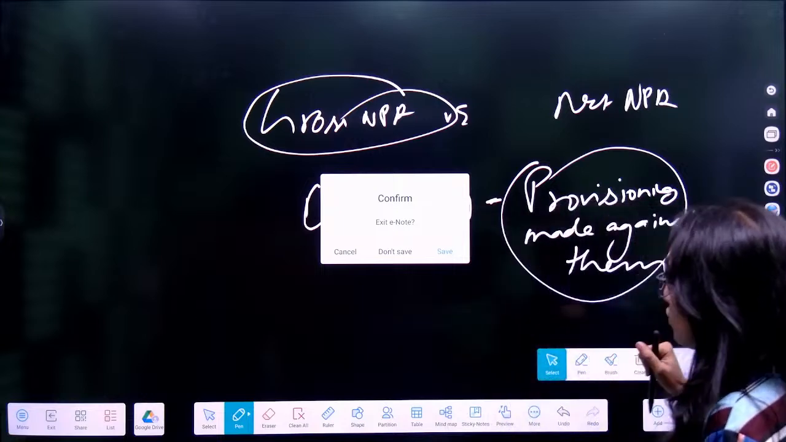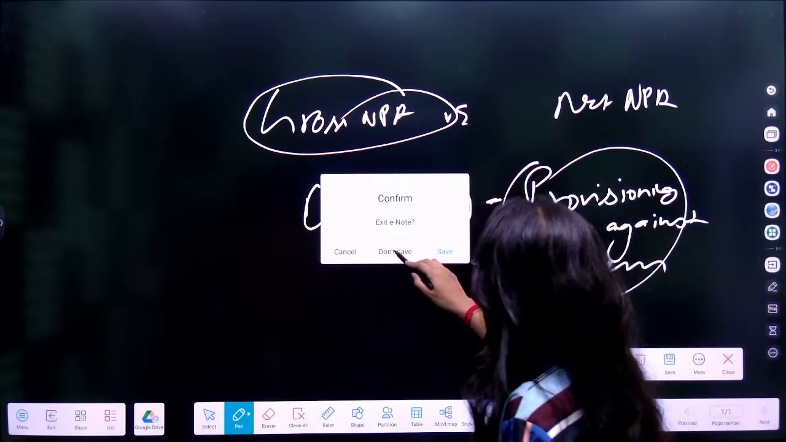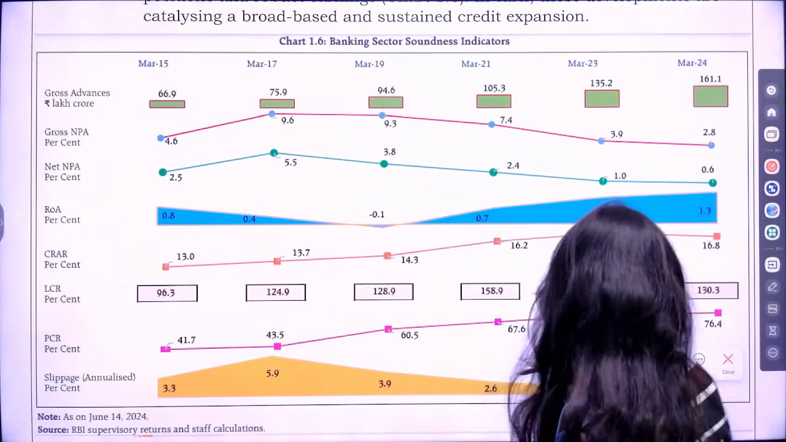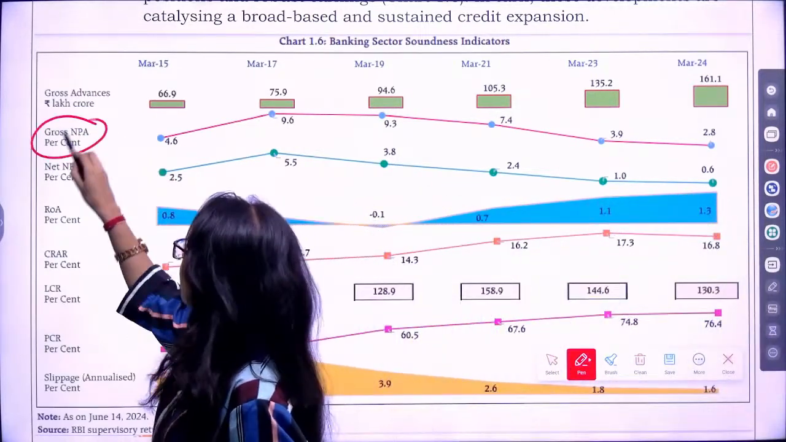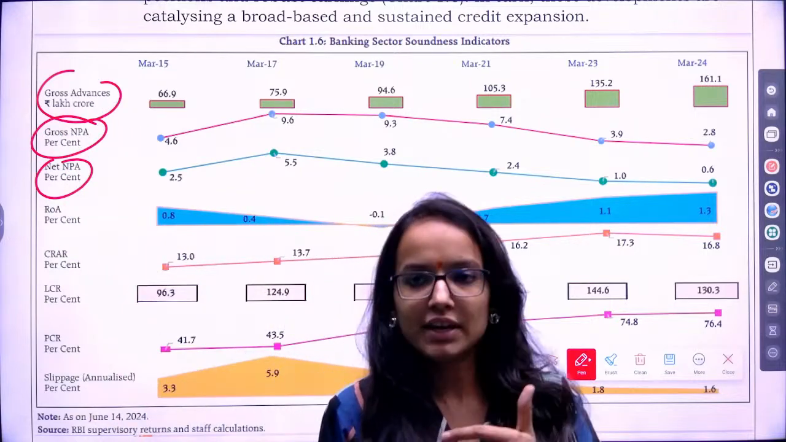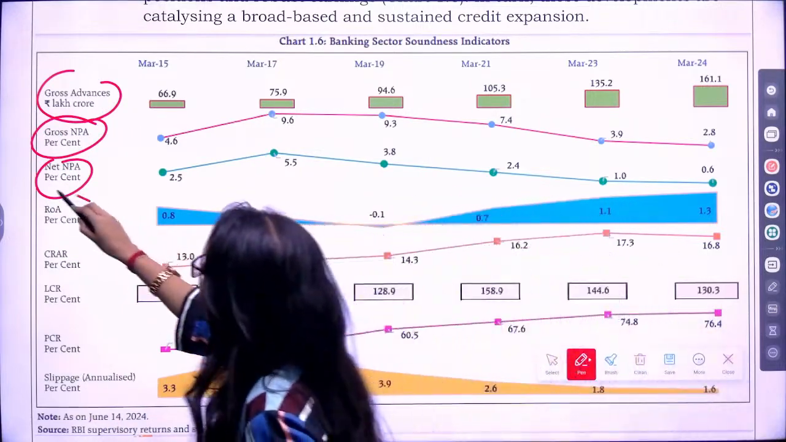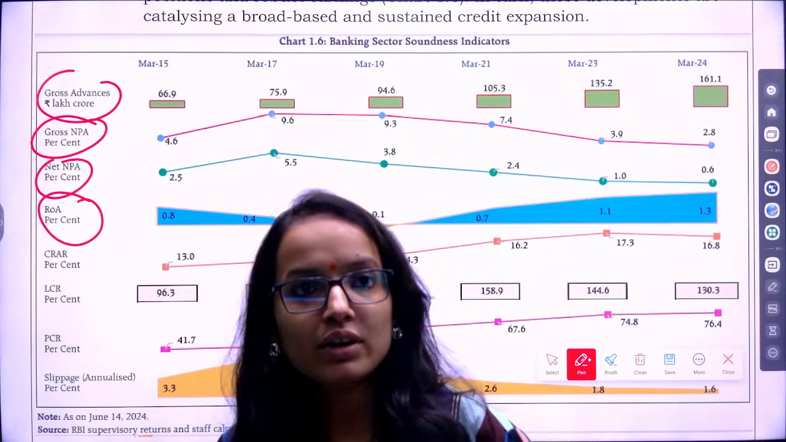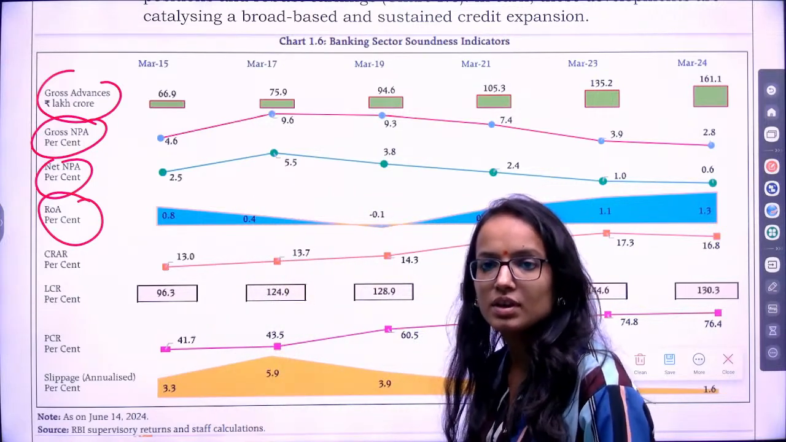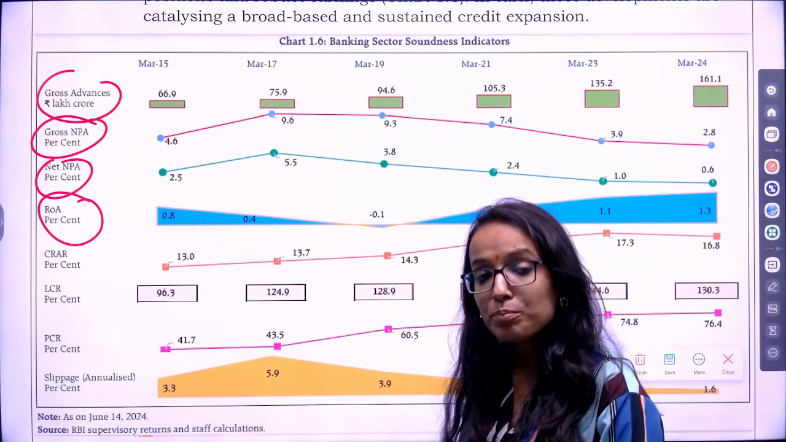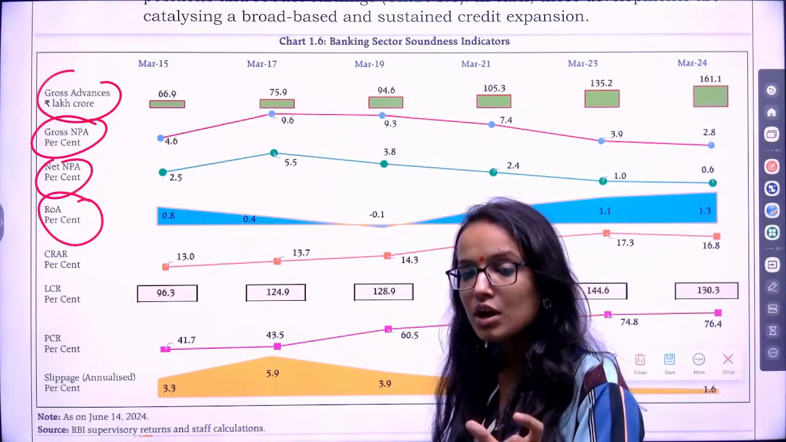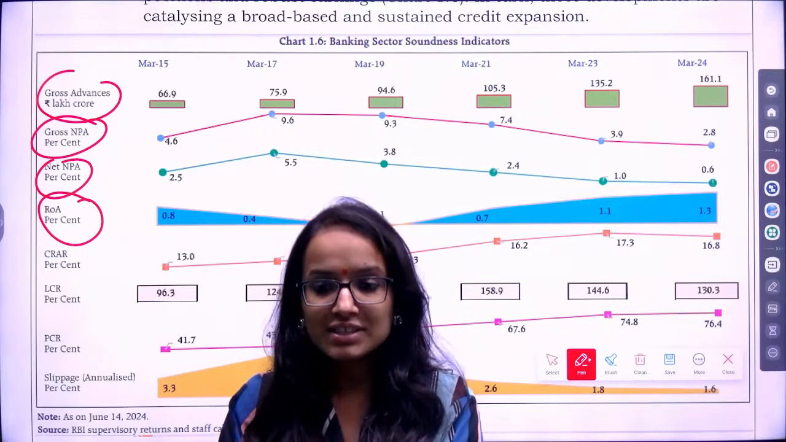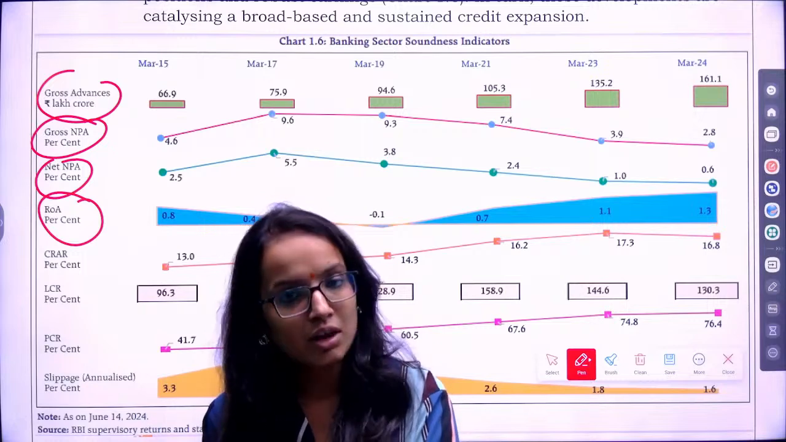All right. So this was your gross advances. Then you have gross NPAs. Then another indicator which we have, net NPA. So you know what is gross NPA and net NPA now, okay? Then you have ROA, return on assets. What is return on assets? Return on assets shows the profitability of the assets which you are holding. So whatever assets the banks and the financial institutions are holding, what is the net income they have been generating out of it?